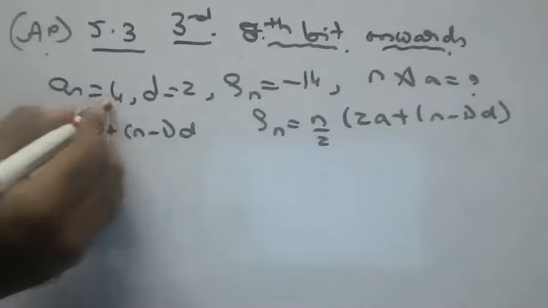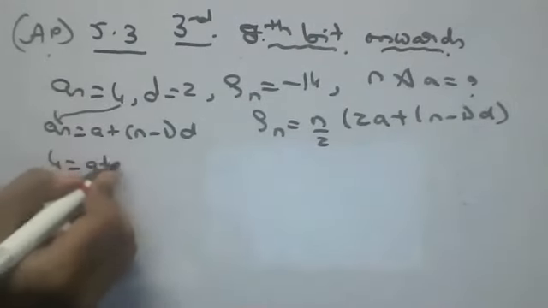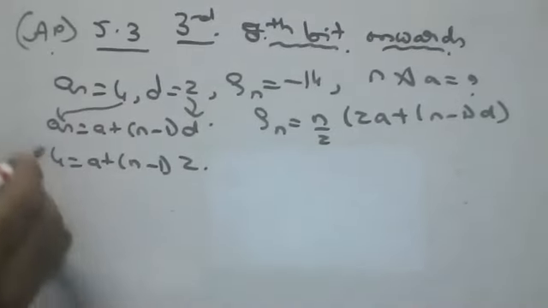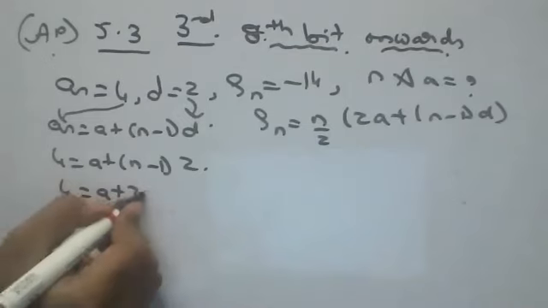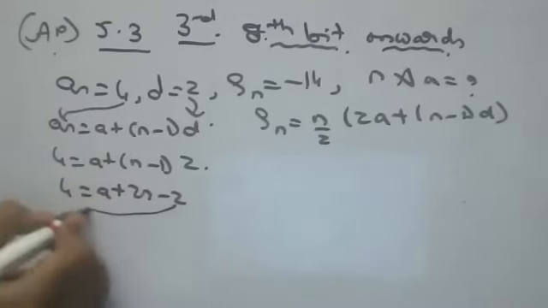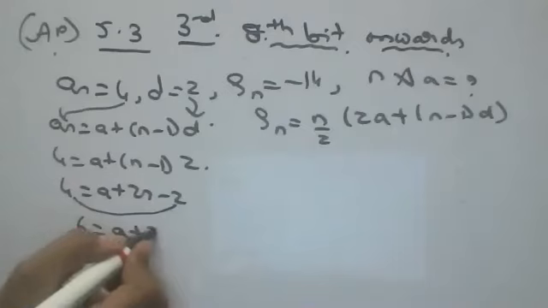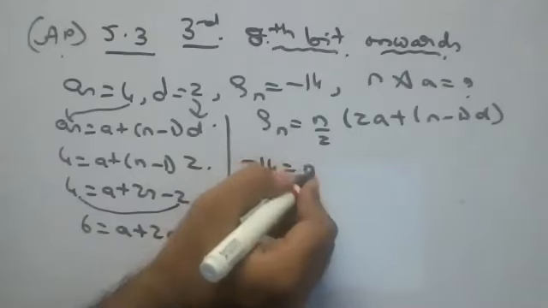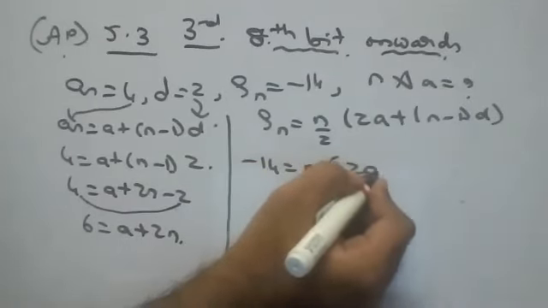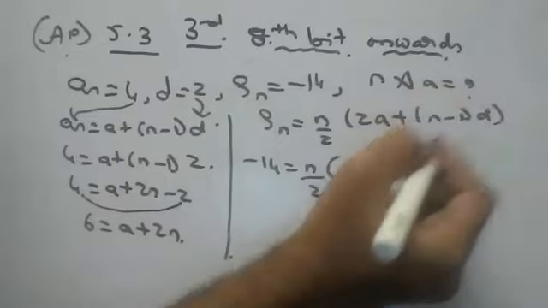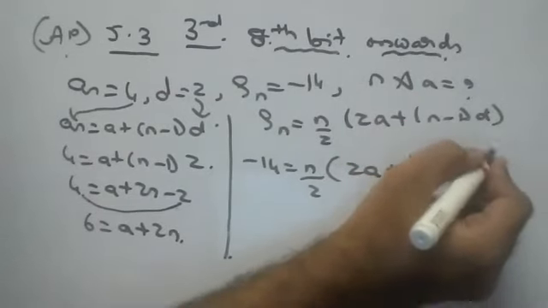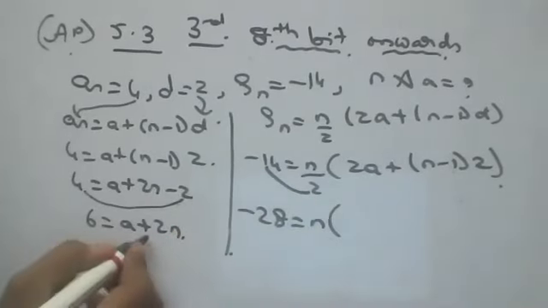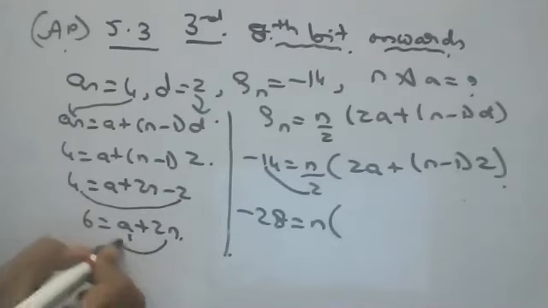Okay children, An is how much? 4. D is how much, children? 2. Okay, so 4 is equal to A plus 2N minus 2. It will become 6 equals A plus 2N. Whenever it is required, we will use this. Okay, Sn is equal to minus 14: N by 2 into 2A plus, D is how much, children? 2 here. N minus 1 into 2. Okay, N value. I will put A value as 6 minus 2N.